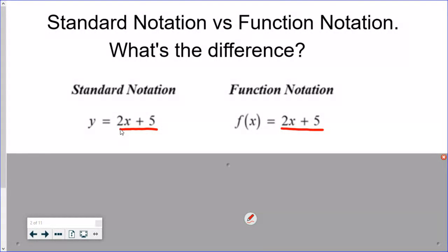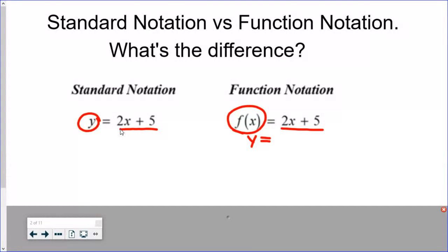The only difference between standard form and a function is that instead of y, I write f of x. So today, if you ever see that, just think of it as y equals. Ignore it for right now, but I want to get you used to seeing it. They mean the same exact thing.